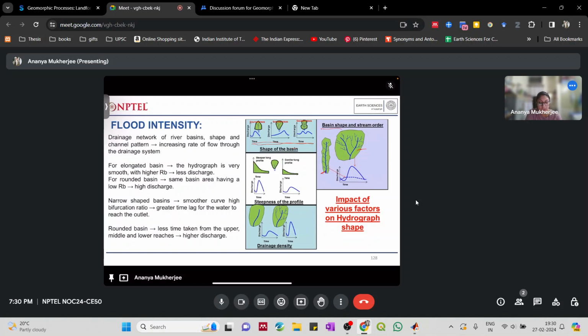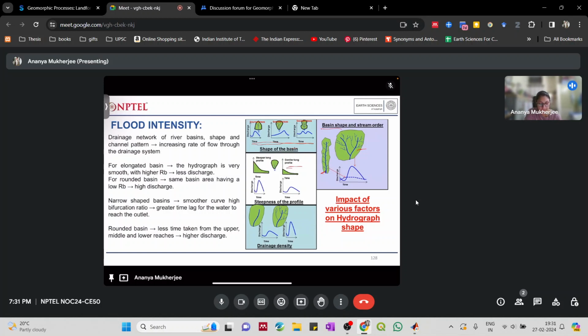The steepness of the profile does have a control. So if the drainage basin, or the area that we are trying to study the flood intensity of, is in an area which has steeper slopes, the chances of flooding in those areas are much higher than areas which have gentler slopes.